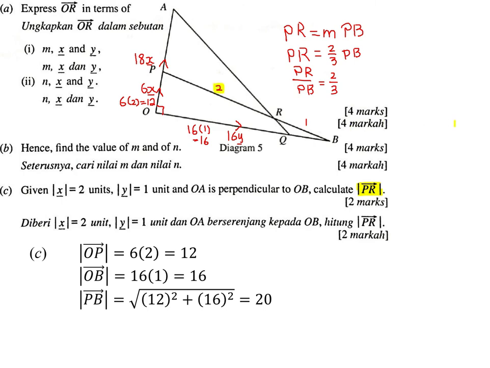We already get the length of PB. How to get the length of PR? Times 2 over 3. Correct. We just multiply the 20 with 2 over 3, then we will get 40 over 3. With that, we get the answer of the magnitude of PR. 1 mark will be given once you manage to get the length of PB, and 1 mark will be given once you manage to multiply the 20 with 2 over 3 to get the final answer, 40 over 3.